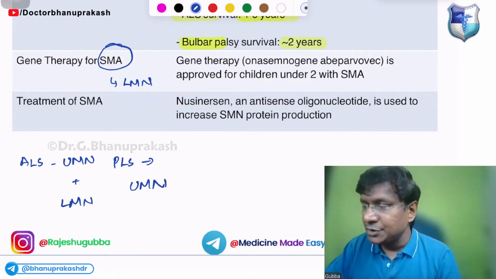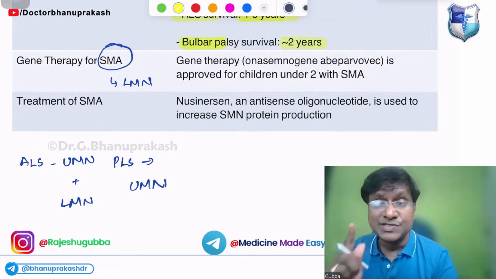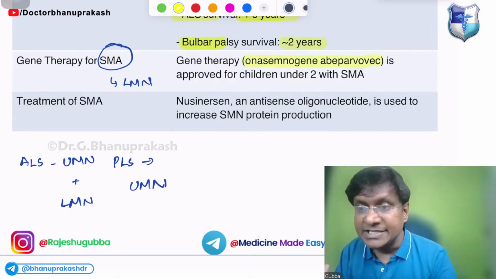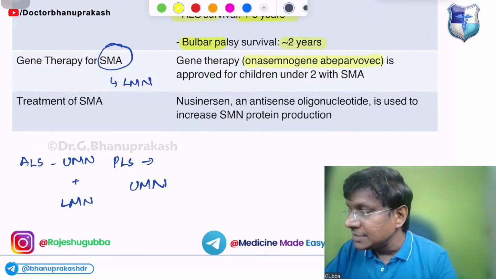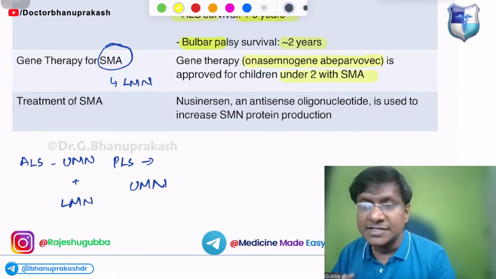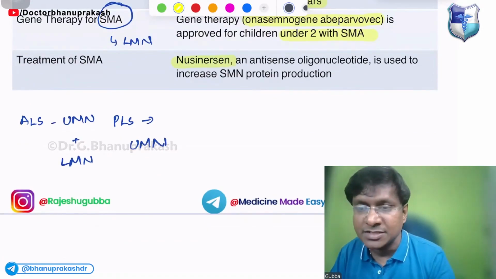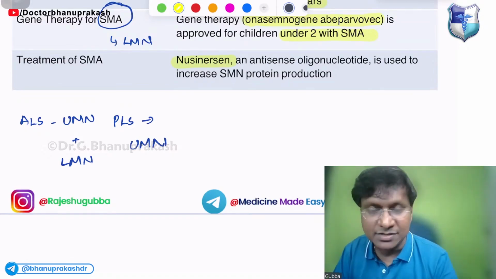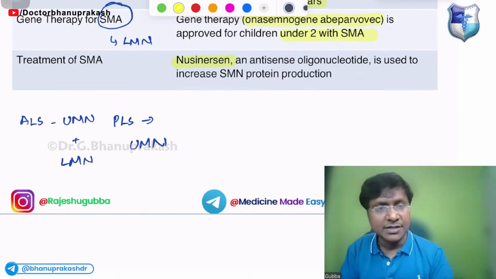And what is the gene therapy that you give in patients with spinal muscular atrophy? It is a very expensive therapy. It will cost around 15 to 16 crores. And that particular gene therapy is onasemnogene abeparvovec. That is a gene therapy that is approved for children under 2 years with spinal muscular atrophy. And another important option that we have for spinal muscular atrophy is nusinersen. So these are the two treatment options for spinal muscular atrophy, which is predominantly lower motor neuron involvement. Okay. So with this, we are done with motor neuron disease.